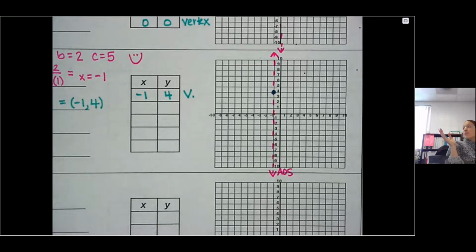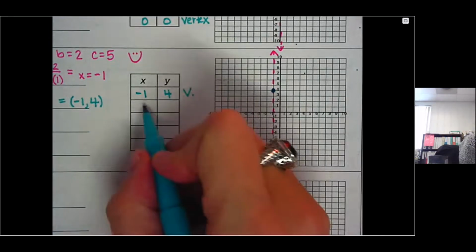Okay, now I just got to start plugging in numbers. That's it. So pick a number and let's plug it in. What do you want to pick? Oh, let's pick an easier one before we do positive one. What's an even easier number I can plug in? Zero. Yeah, let's plug in zero.